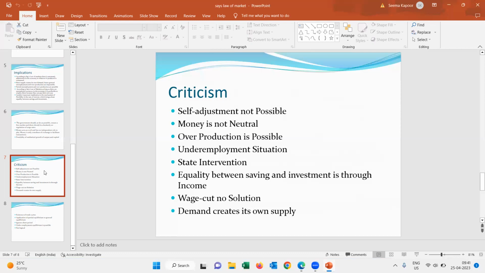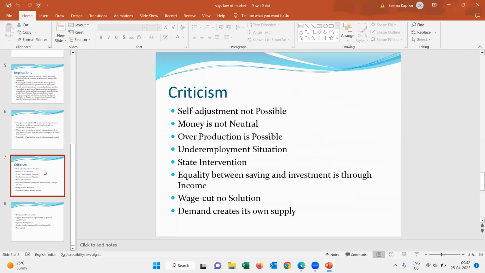Another criticism given by Keynes of Say's law is the underemployment situation. According to Say's law, there is always equilibrium in the economy, always at full employment, and the demand for labor is always equal to the supply of labor. But according to Keynes, this is not sure. According to Keynes, there are three possibilities. Equilibrium will be there, but it may be at full employment, at underemployment, or at overemployment.